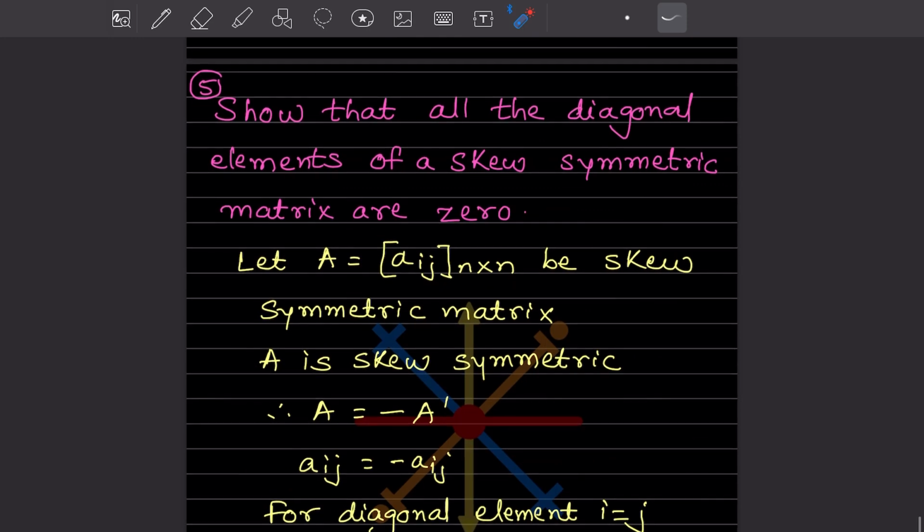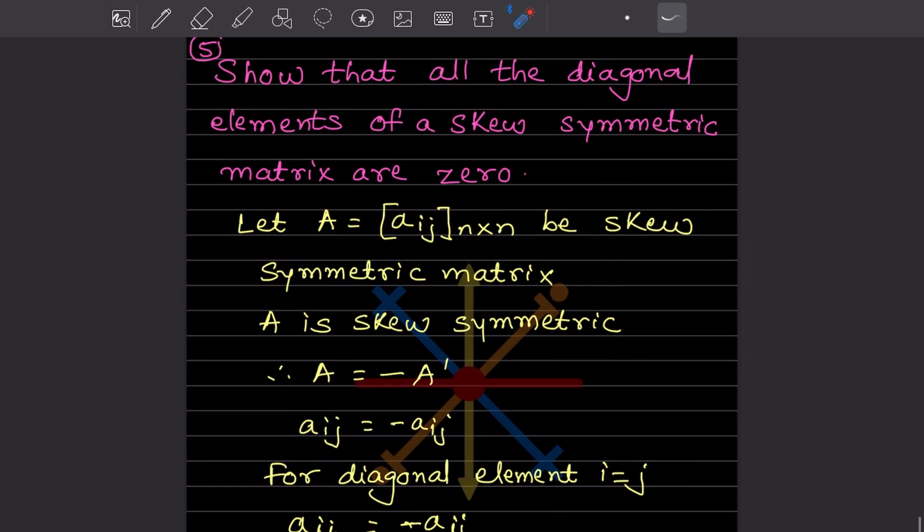So now look at this one. Show that all the diagonal elements of a skew symmetric matrix are 0. So here let A is Aij, n into n, be a skew symmetric matrix. So this we have to consider. Now A is skew symmetric, this means what here? Therefore A will be minus A dash. So now what did you get here? A you got as Aij. So here Aij will be, A dash is going to be minus A dash, that will be minus Aij.